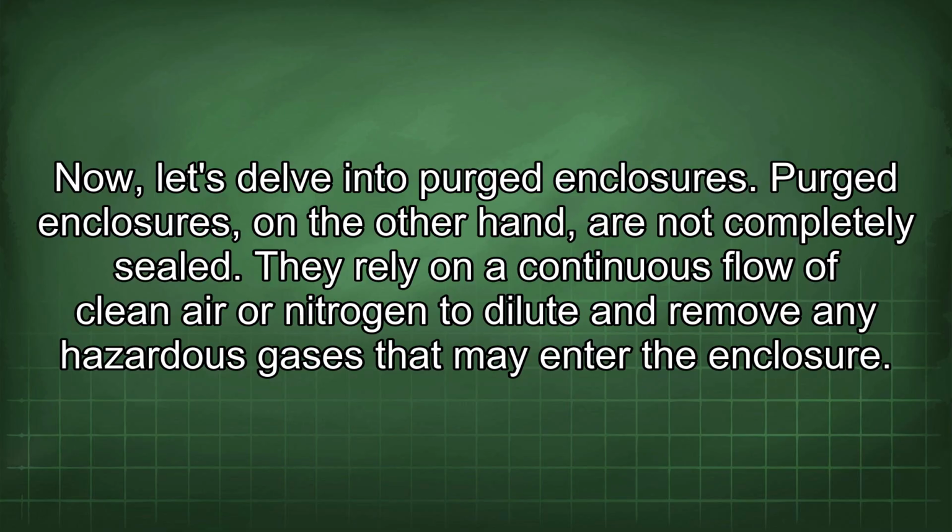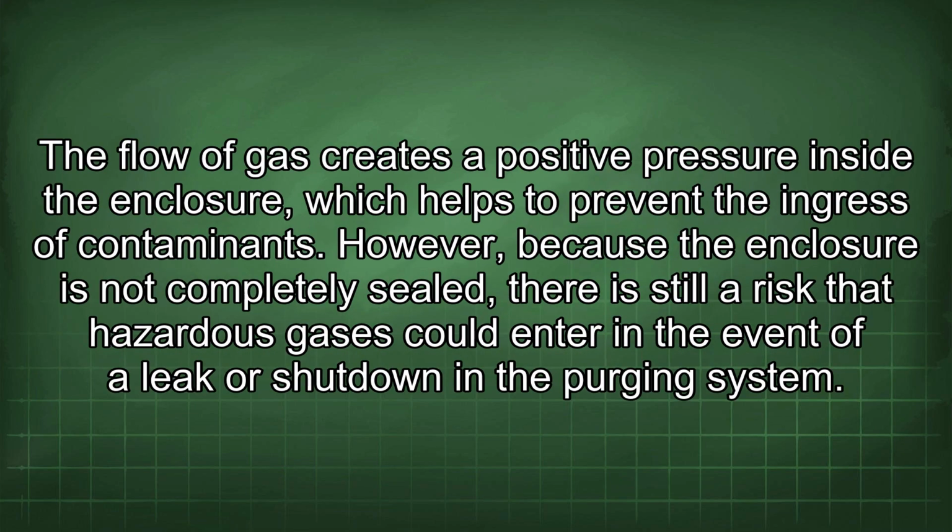They rely on a continuous flow of clean air or nitrogen to dilute and remove any hazardous gases that may enter the enclosure. The flow of gas creates a positive pressure inside the enclosure, which helps to prevent the ingress of contaminants. However, because the enclosure is not completely sealed, there is still a risk that hazardous gases could enter in the event of a leak or shutdown in the purging system.